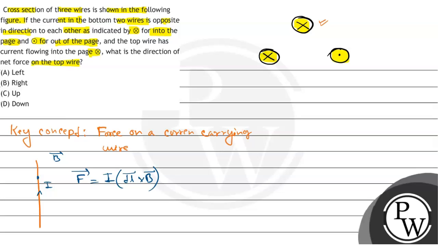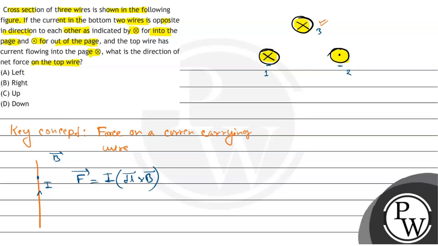And the direction of the force is perpendicular to both the current element and the magnetic field vector, which we determine by using the right hand thumb rule, right? Now if we see these wires in the bottom, let's say this is wire 1, this is wire 2 and this is wire 3.